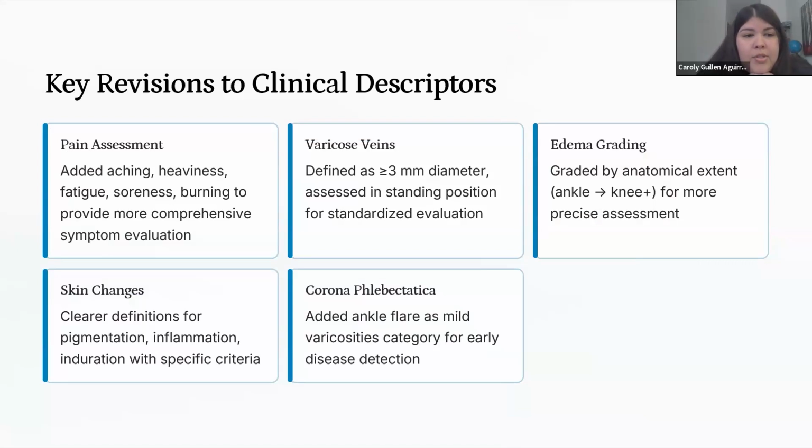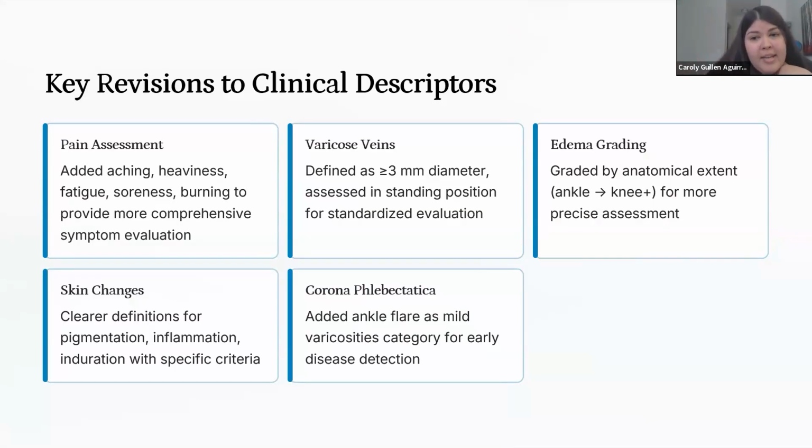The key revisions were the pain assessments. They also added aching, heaviness, fatigue, soreness to the score. For the varicose veins, in the initial one, the varicose vein diameter was defined as more than 4. So this one defined it as more than 3 millimeters in diameter.